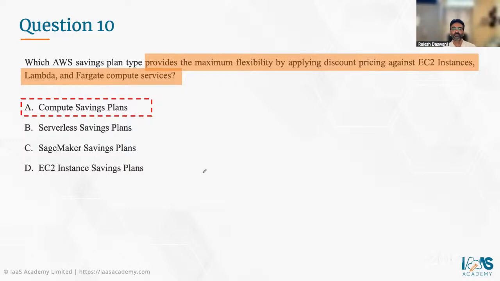When you look at the savings plans, the EC2 savings plan gives you the maximum level of discount, but unfortunately, it's only applicable to EC2 instances. But if you want to spread your savings plan across all compute services like Lambda, Fargate, and EC2, then you're going to go with the compute savings plan. And obviously, the SageMaker savings plan is applicable only for SageMaker services.